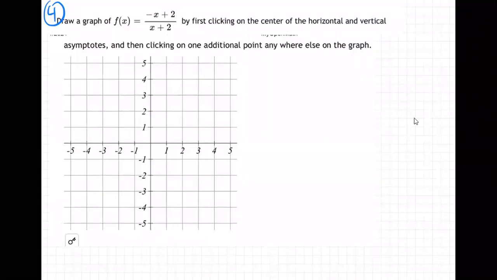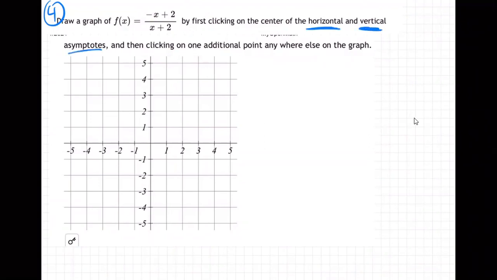Okay, so for this one, they want us to draw a graph of that function. How can we do that? By first clicking on the center of the horizontal and vertical asymptotes, and then clicking on one additional point anywhere else on the graph. Okay, so this probably seems pretty weird when you first look at it. They talk about horizontal and vertical asymptotes.